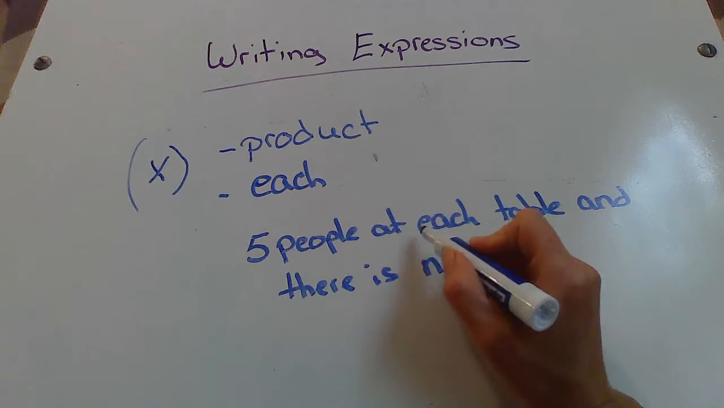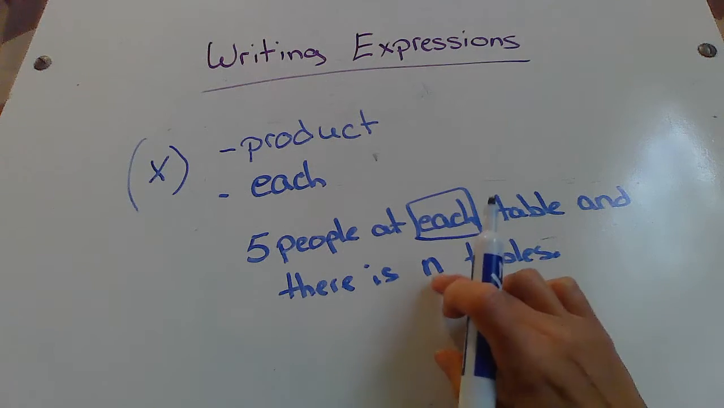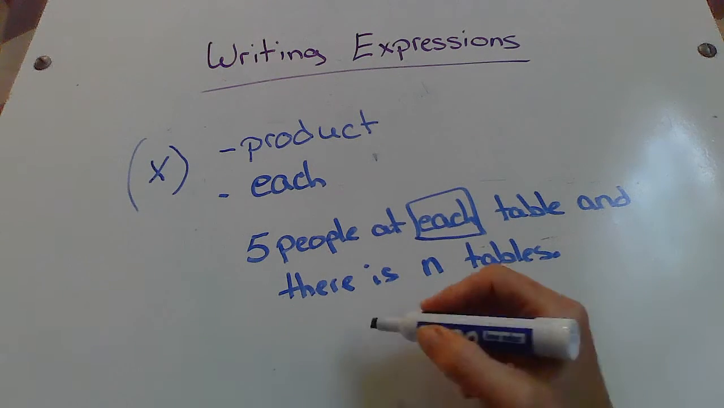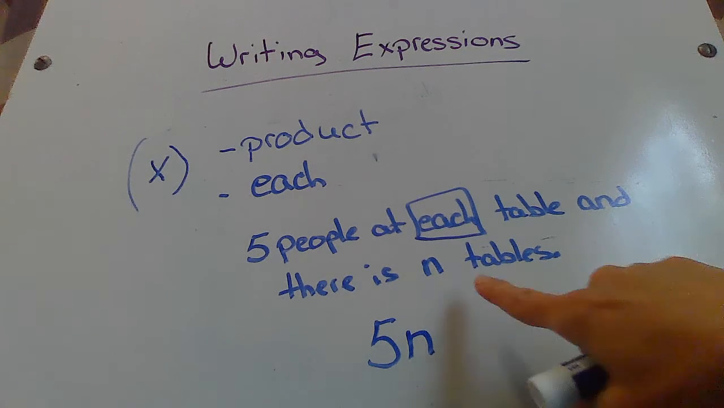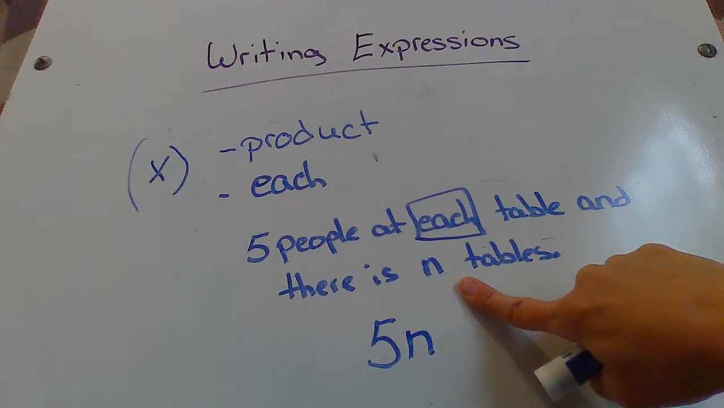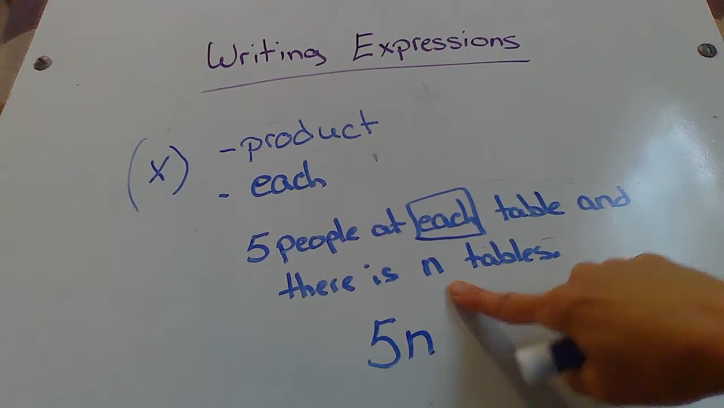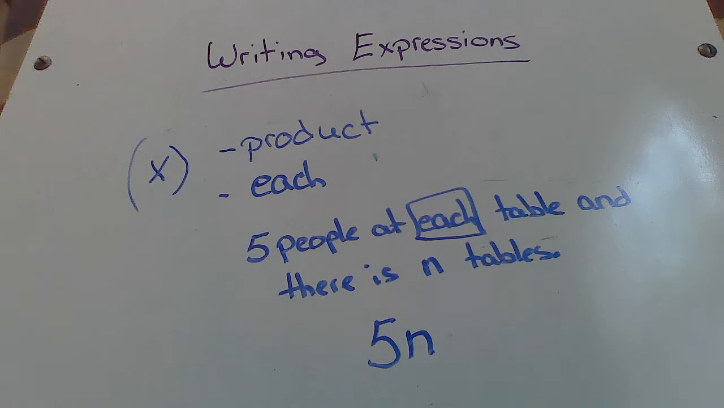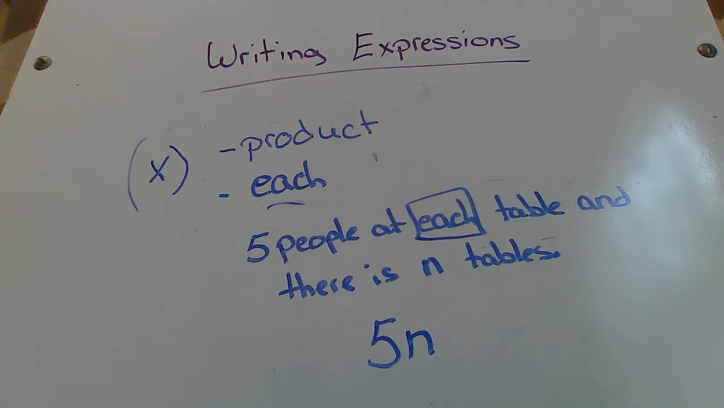Well, if I have 5 people at each table and there's n tables, I want to take 5 and times it by n. That would tell me how many people. So if I had 2 tables, 5 times 2 would be 10. If I had 5 tables, 5 times 5 would be 25. If I had 10 tables, I'd have 50 people. So that word each also means to multiply.